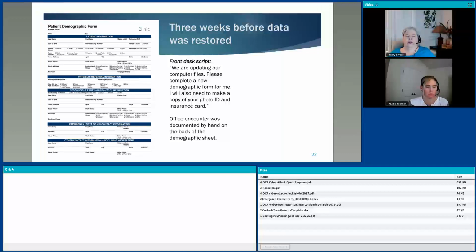They eventually called their IT, who tried to restore from backup. There were issues with their backup.